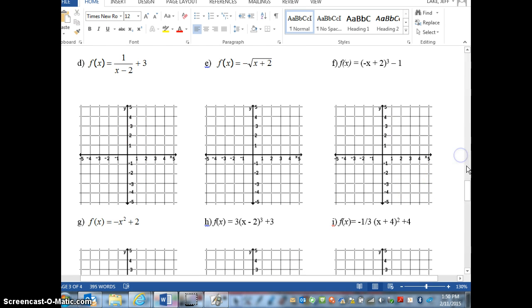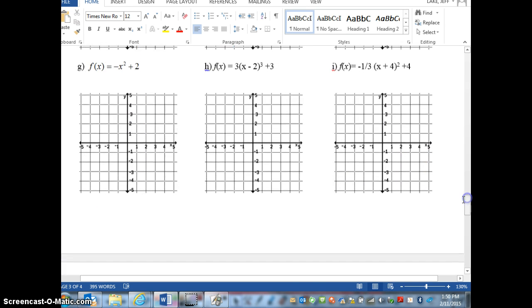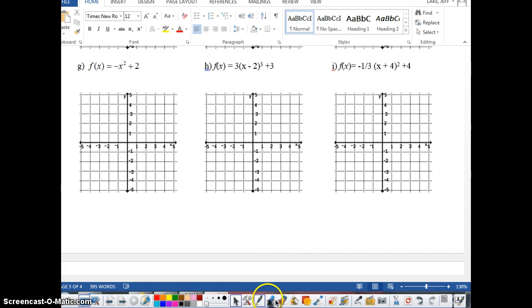All right, so letter H has the 3 out in front of it, so I want to do one where it was a vertical. In this case, it's going to be a vertical stretch. So you're going to be pulling that up. All right, the minus 2 on the inside is a right 2, and the plus 3 is going to be an up 3. So up 3 and right 2 is going to put us right there. All right, this is an x to the third graph again, and it's a vertical stretch, so this is going to be really a thinner looking x to the third graph.